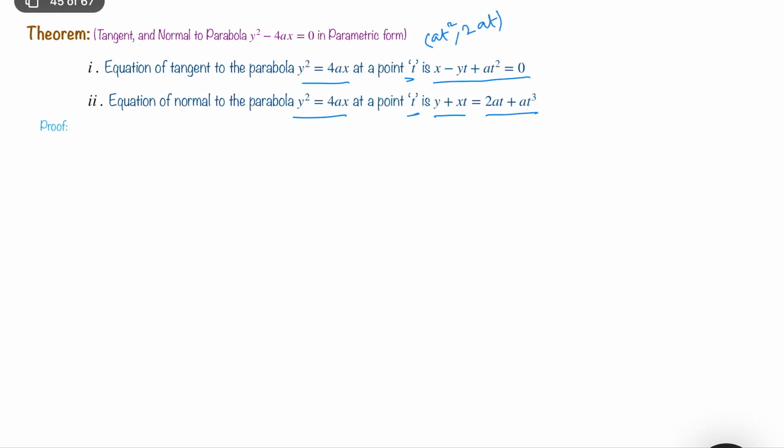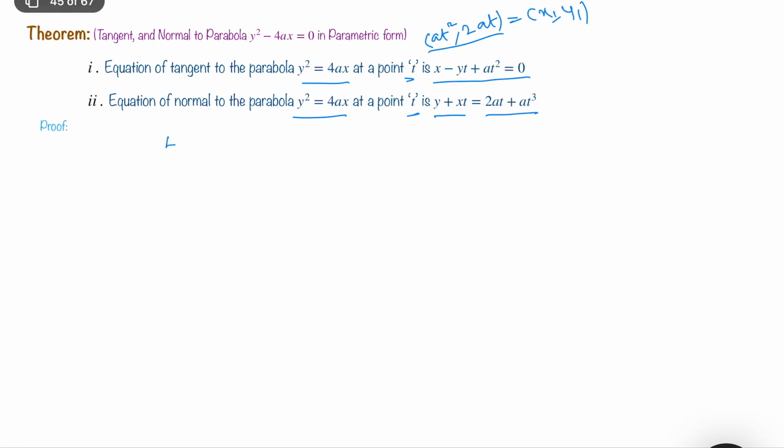We know that any point on the parabola y square minus 4ax equal 0 will be in this form, at square comma 2at, for some t belongs to R, right? That's why at a point t means we should understand at a point at square comma 2at. Okay, fine. We are simply going to write down this tangent and normal equation, treating this point as our x1 y1. We know how to write down tangent and normal equation at a point x1 y1, right? Let's do that.